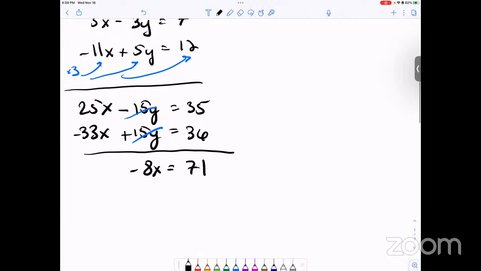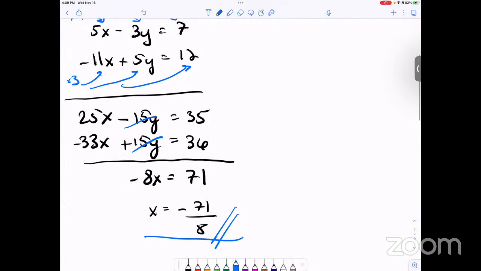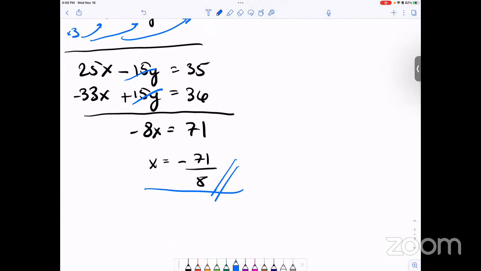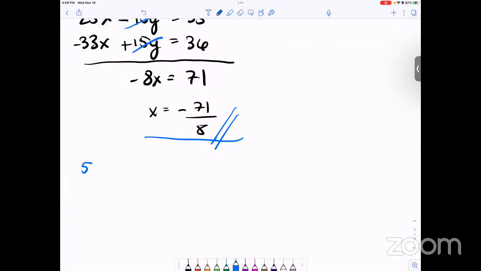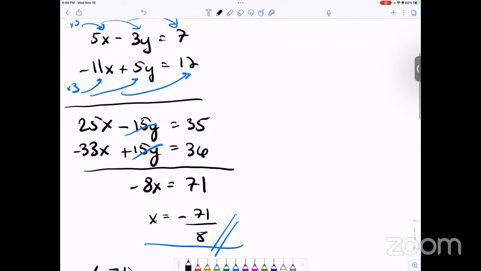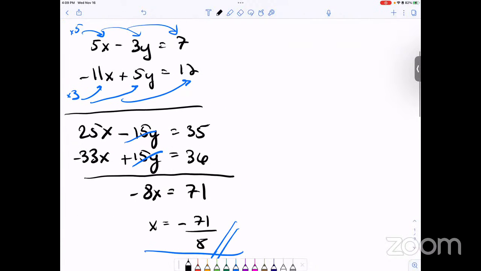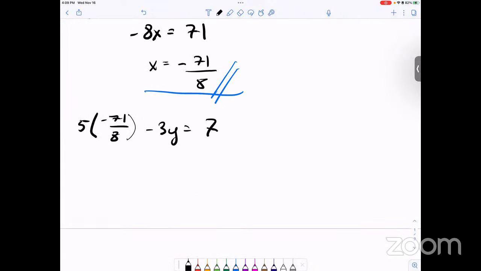Okay. So if this is what we get for x, I think I'm going to plug it into equation 1. So then 5 times -71 by 8 minus 3y equals 7. Let's see. Numbers get kind of bad, but that's okay. We just have to keep moving with it.